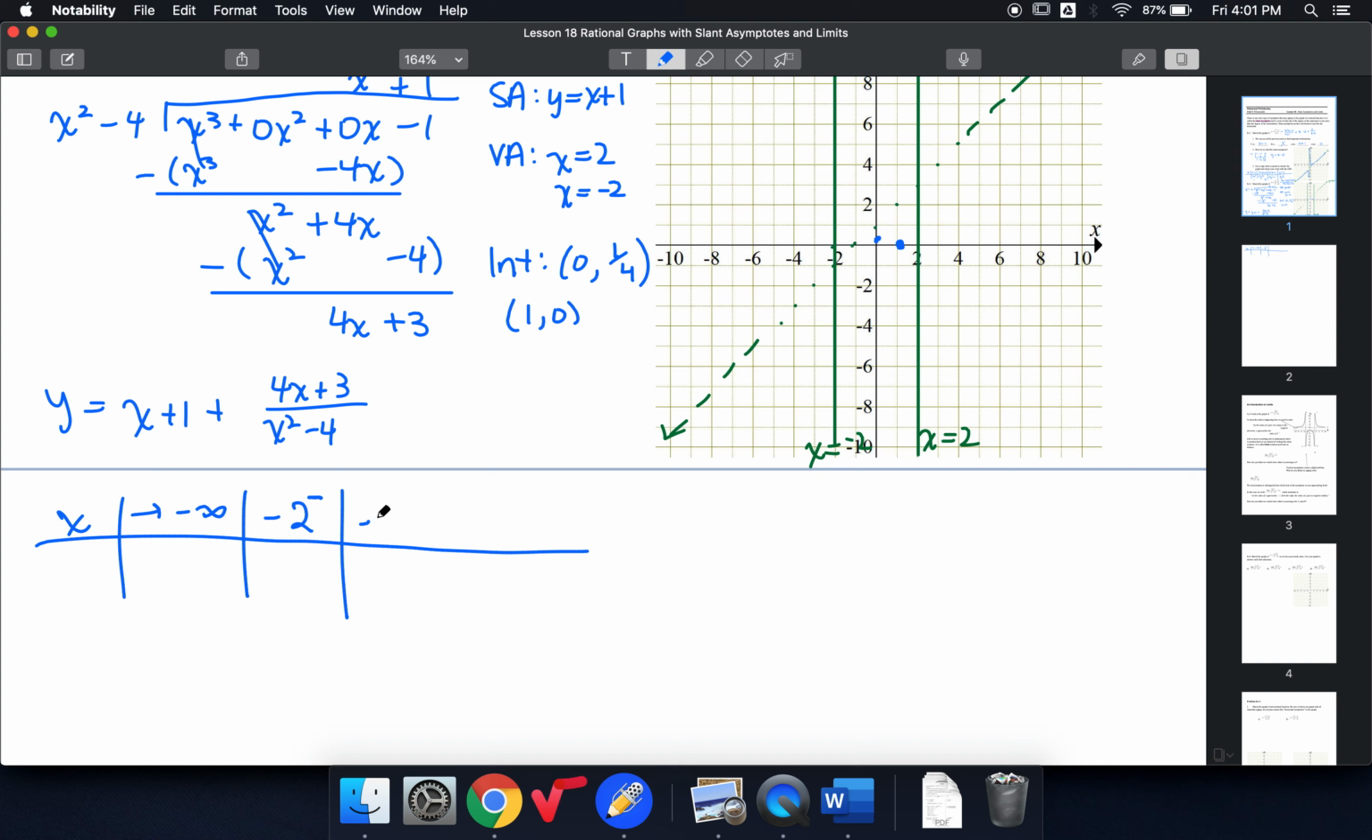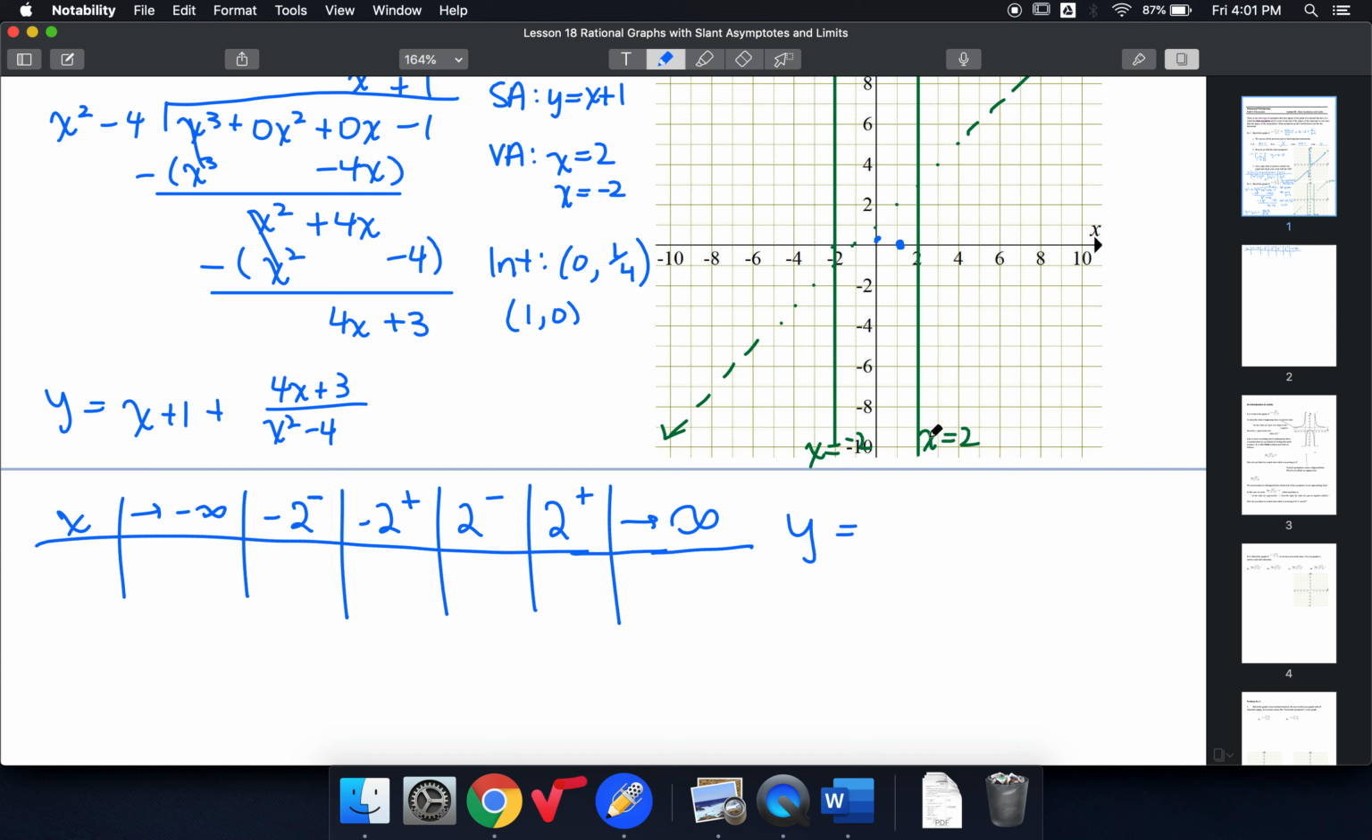So I'm going to call that negative 2 from the right side. I care about positive 2 from the left side. So again, this is going to be my left side, so I want to know, is it negative infinity or positive infinity? I care about positive 2 from the right side, and then I also care about x values as they're getting really big. So let's think about what's happening.